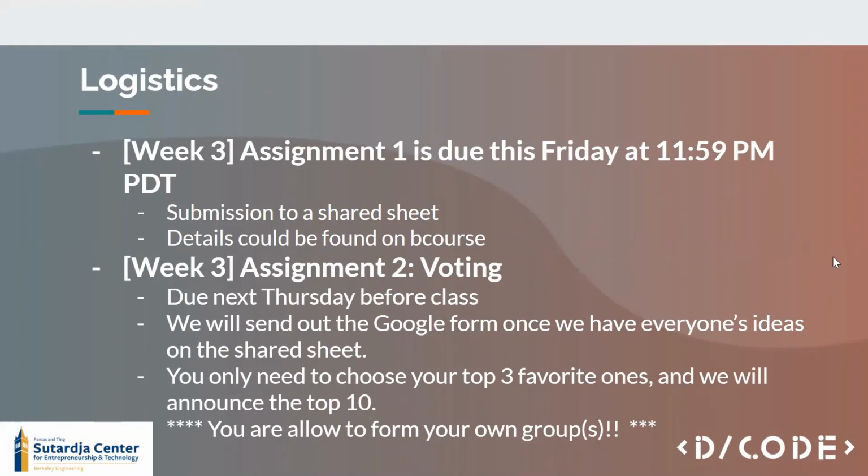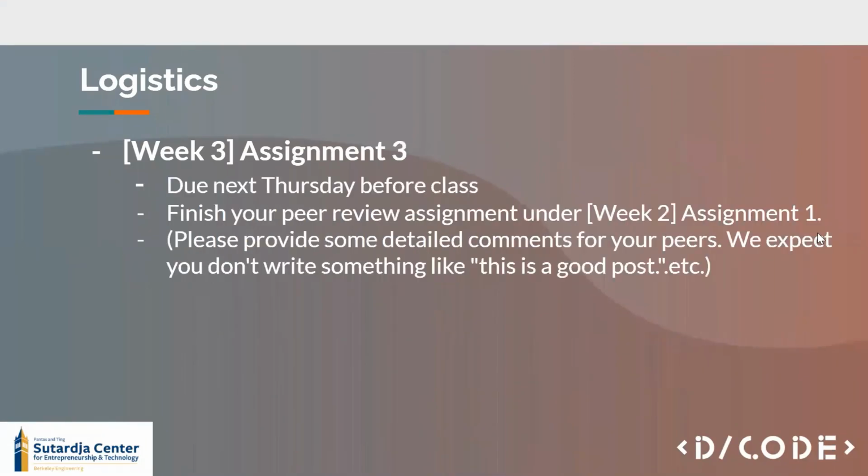The other assignment for this week is due next Thursday, September 23rd, before class, and we're going to be sending out a Google form once everyone has their idea on the shared Excel sheet. All you have to do is choose your top 3 favorite ideas, and we'll decide the top 10 for you. Just so you know, you can form your own groups, so reach out to some classmates if you haven't already and want to do that.